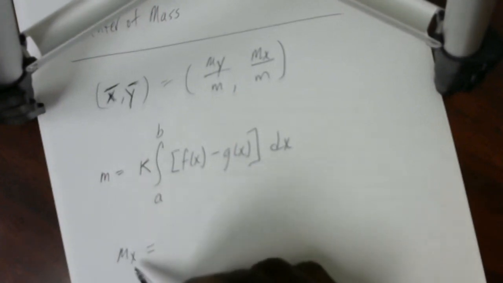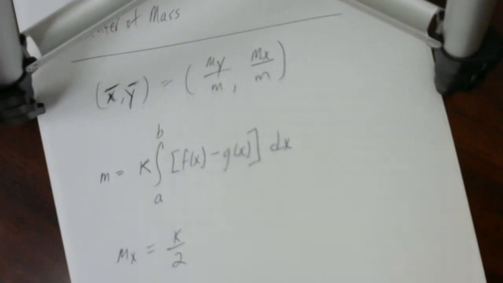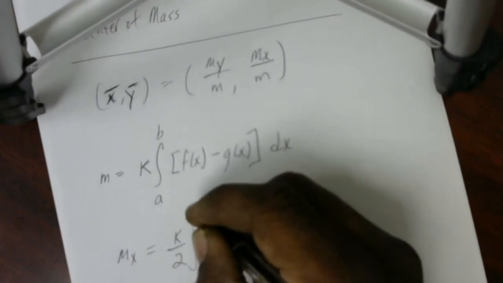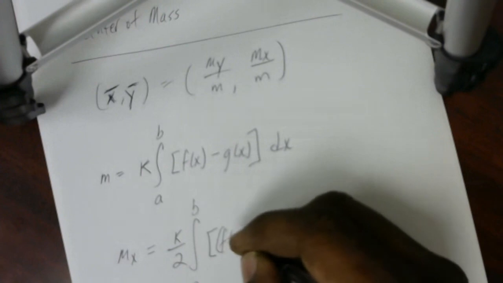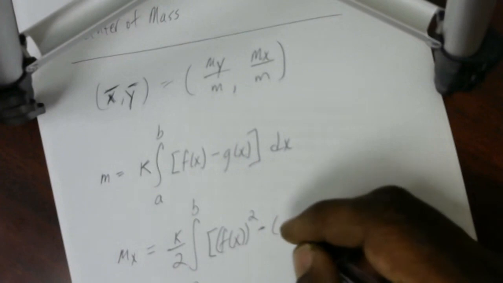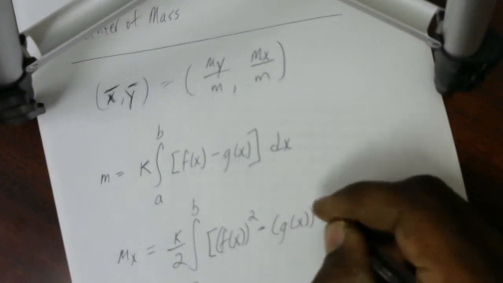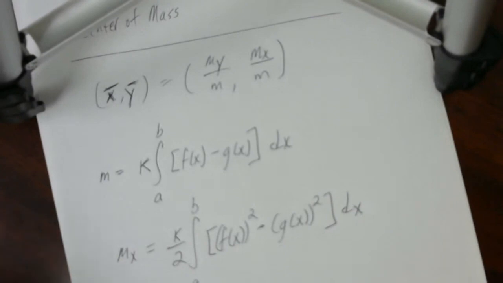So the moment about X is equal to K divided by 2 times the integral from A to B of f of x squared minus g of x squared dx. Notice that this is entirely different from the previous example where we multiplied the mass times the y coordinate. Here there is an integral to find the moment about x.